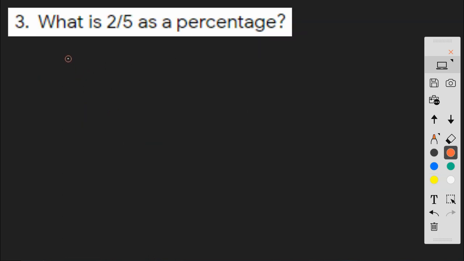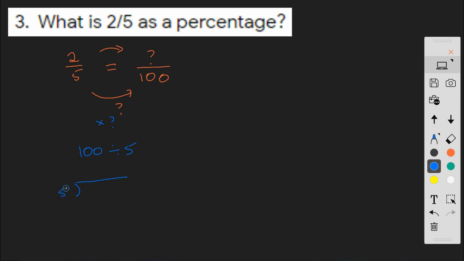Okay, so question 3, we're being asked to write 2/5 as a percentage. Hopefully we remember that percentages are out of 100, so we've actually got an equivalent fractions exercise: what do I need to do to the top and the bottom of this fraction to make it out of 100? We need to think about what I need to multiply 5 by to get to 100. Well, that's a division calculation, isn't it? How many 5s go into 100?